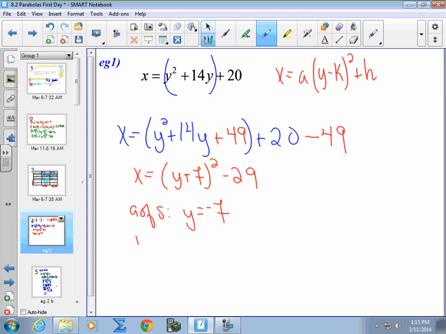Then you want the vertex. You need to be careful. The reason I asked you to write y equals negative 7 is so that you know that negative 7 goes in y's place for the vertex, and negative 29 goes in x's place. It is a parabola that opens to the right because a is a positive number.